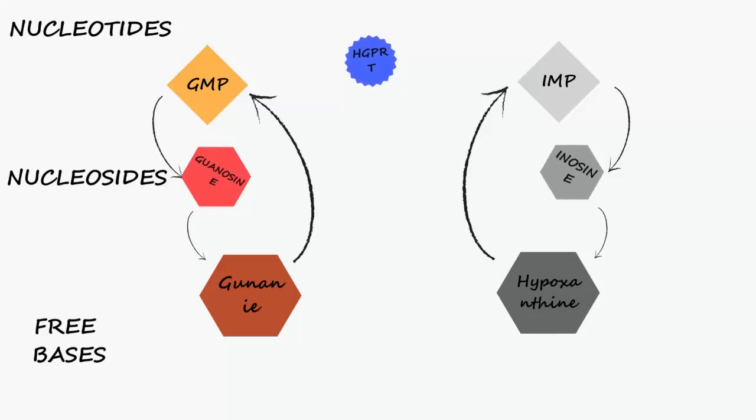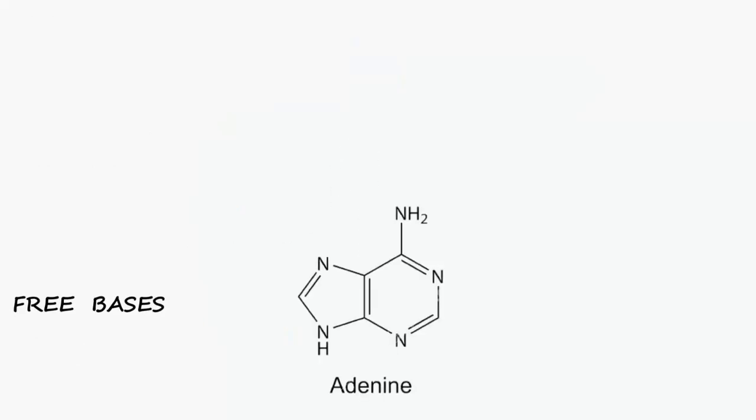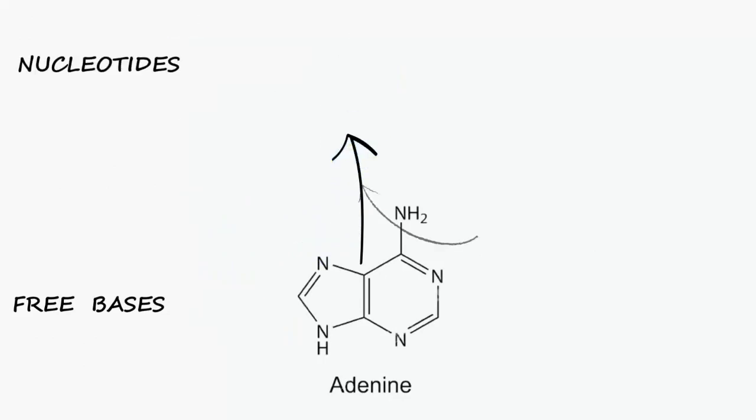The same process occurs with the adenine-based salvage pathways. Adenine is activated from PRPP before converting into AMP. The enzyme APRT is used to recycle adenine back into AMP.